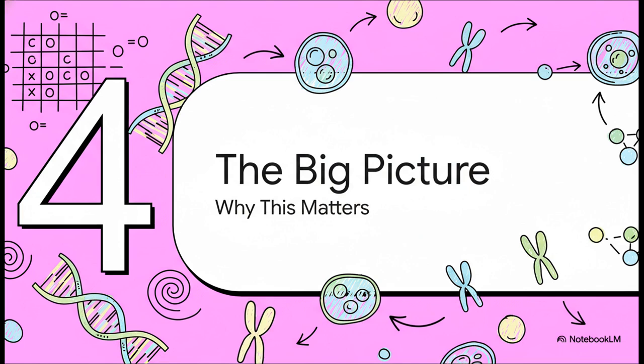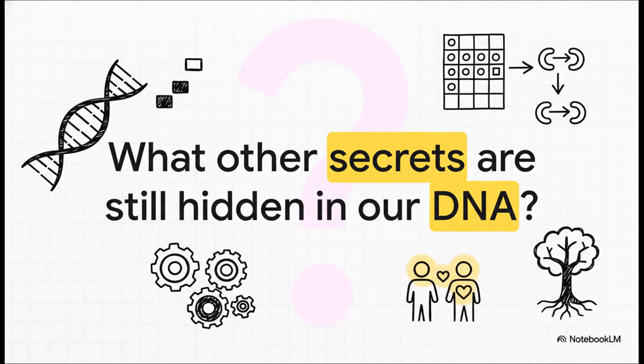So, what's the big picture here? Why does any of this matter? Well, it matters because whether we're talking about a simple one-trait cross or a complex interaction like pleiotropy, these patterns are the fundamental rules that govern the code of life. Understanding them allows us to predict inheritance, to get a handle on genetic diseases, and to see evolution happening right in front of our eyes. This is the framework for so much of biology today, and it really just leaves you with one big question, doesn't it? What other secrets are still hidden away in our DNA, just waiting for us to find them?